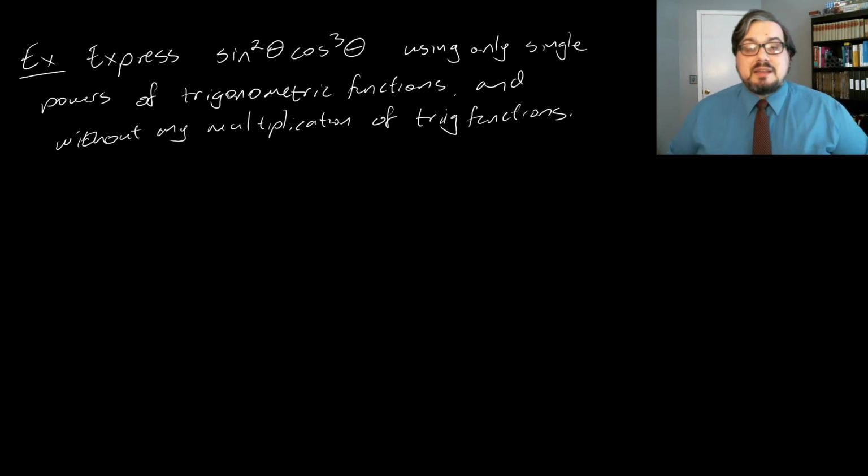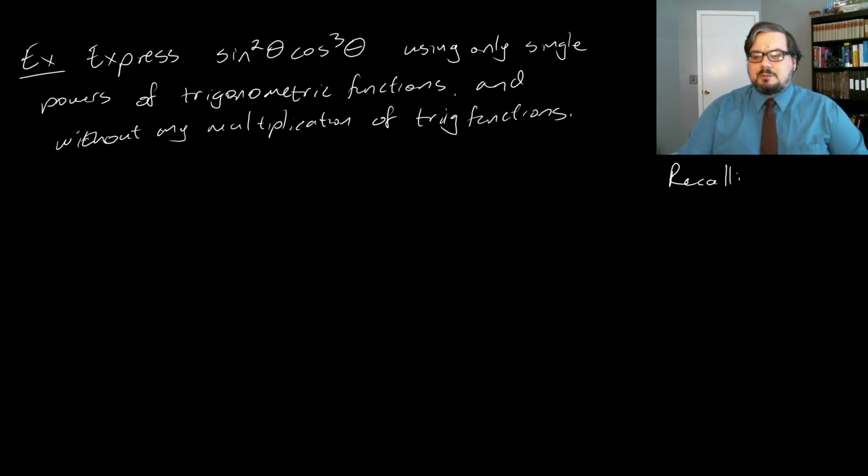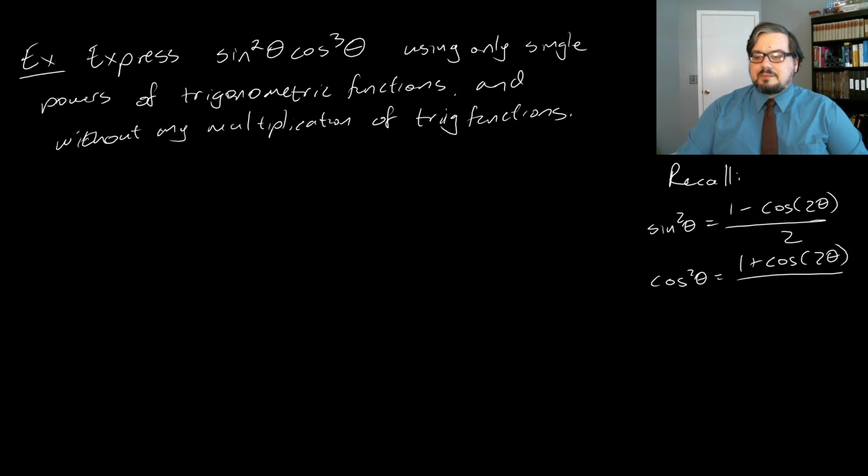There are a few ways that we will do that, one of the primary ones being the half angle identities that we had before, also sometimes known as the power reduction formulas. So recall that we're about to use these. We have that sine squared theta is equal to 1 minus cosine 2 theta over 2, and cosine squared theta is equal to 1 plus cosine of 2 theta over 2. So we're going to use that here.